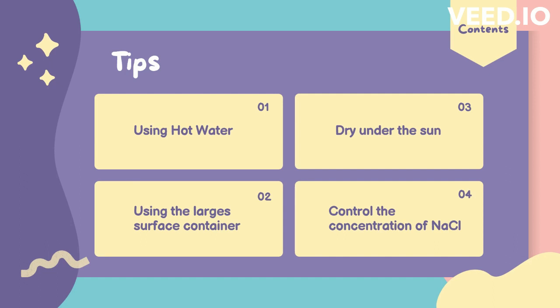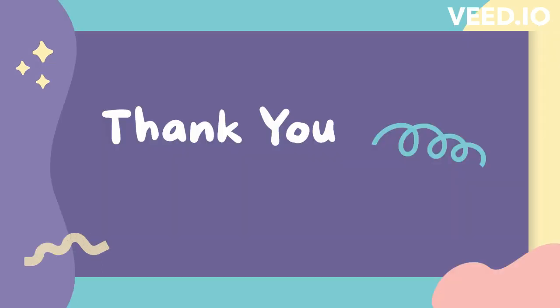And lastly, control the concentration of natrium chloride. Too high a concentration of natrium chloride will lead to rapid crystallization and smaller crystals. Too low a concentration of natrium chloride will lead to slow growth or no formation of crystal at all. So, find the correct concentration of your natrium chloride for your desired crystal. So that's all for me.